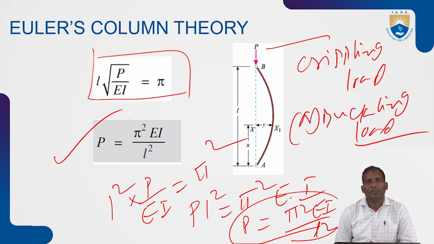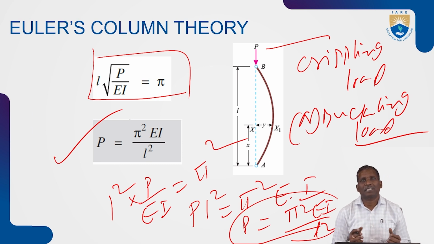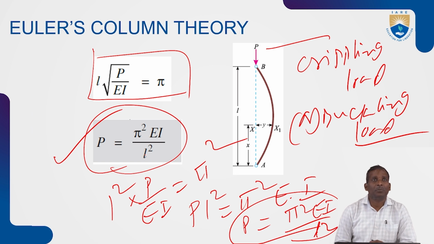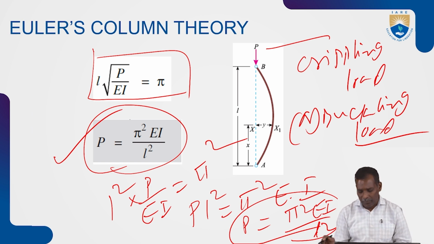Or critical load. The load at which the column bends is called the buckling load. The corresponding stress is called the bending stress. This equation is said to be Euler's column theory. Here I is the moment of inertia, E is Young's modulus, and L is the length of the column. So P is equal to pi square EI by L square. Like this, you have to derive Euler's column theory.